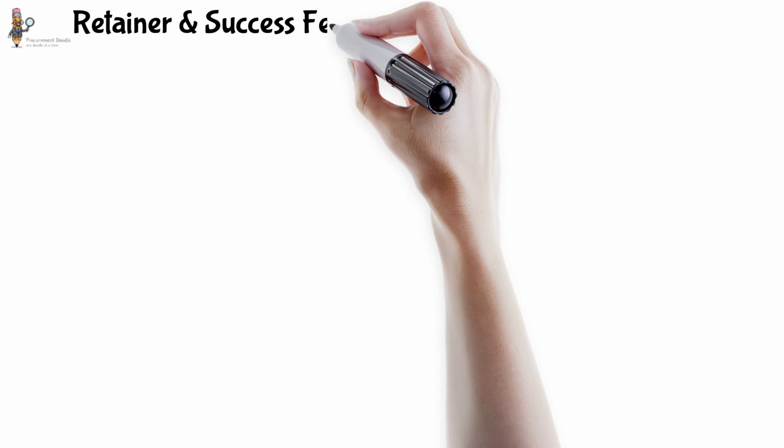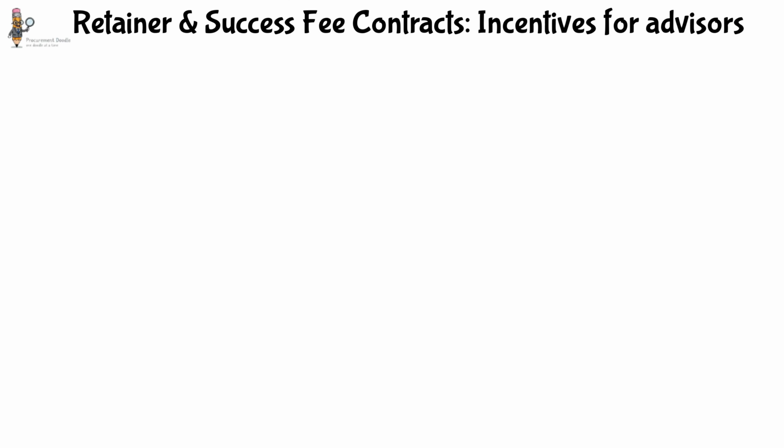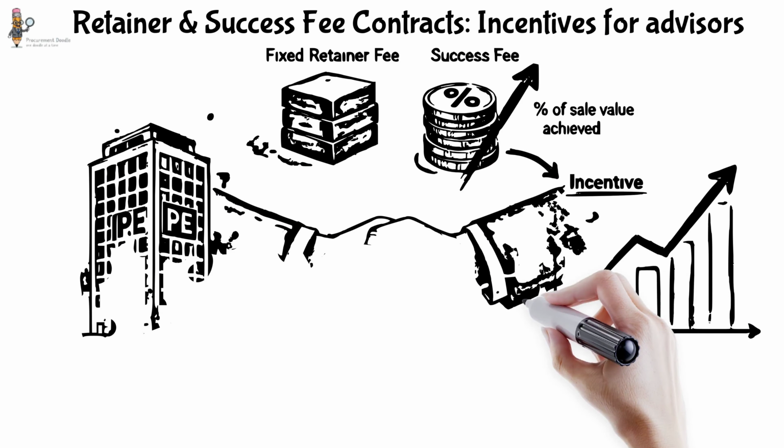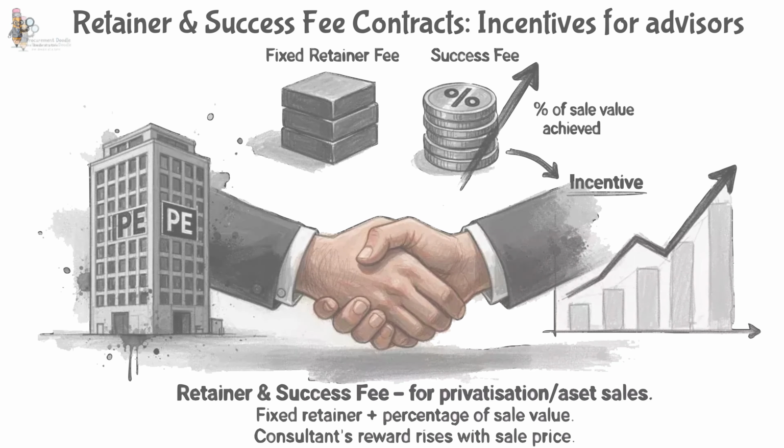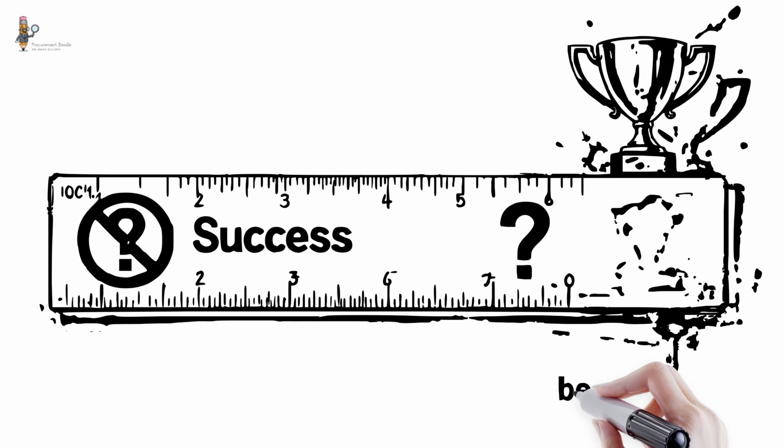3. Retainer and success fee contract, mainly used for financial and management advisors assisting with privatization or asset sales. The consultant receives a fixed retainer fee plus a success fee, usually a percentage of the sale value achieved. This structure creates a direct incentive. The consultant's reward rises with the sale price. However, it should be used only when success can be clearly measured.